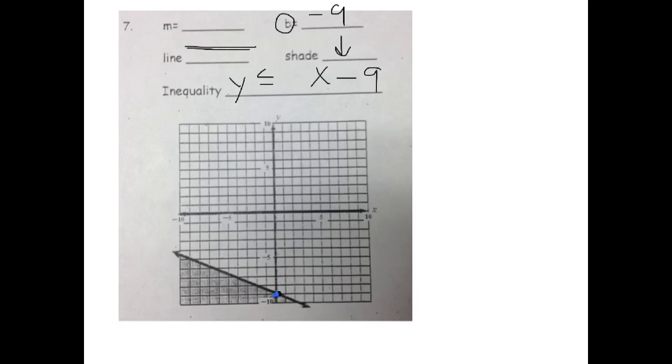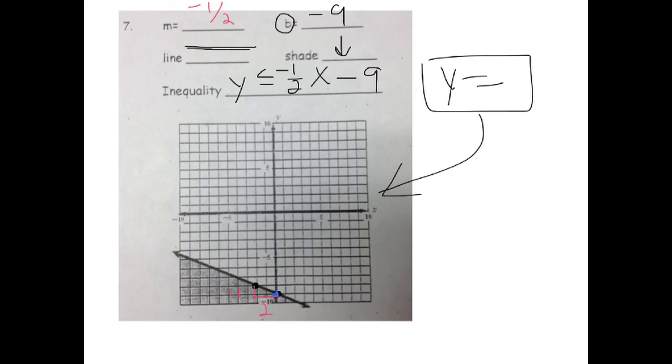So I have to go and find another good point. So here is another good point right there. And if I count out the slope, I always go from left to right. That's down 1, right 2. So my slope is negative 1/2 x minus 9. Okay? In class, we'll show you how to type this into the calculator under y equals and verify that that is the picture that you get.